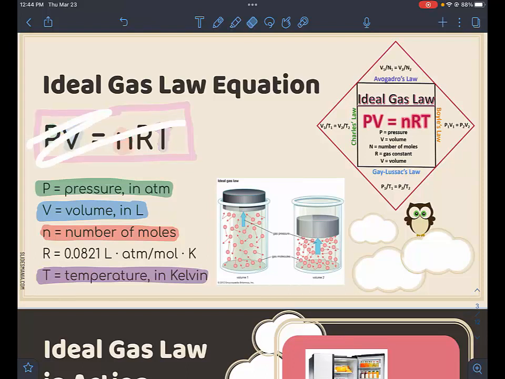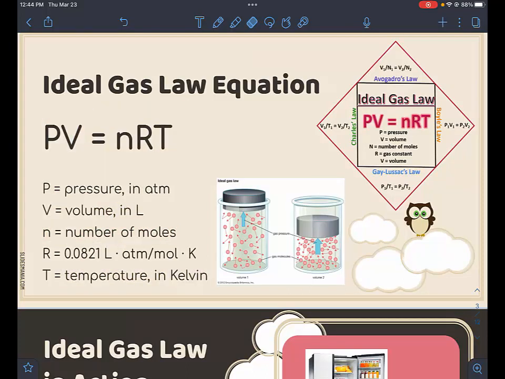All right, so let's talk about that last variable. I'm going to erase all my color coding so far, and let's talk about the R value. R is a constant. It is always the same number for the ideal gas law. As you can see over here in the diamond, it's called the gas constant. And again, it's a very specific number. It is 0.0821. That number is not going to change for us. It will always be 0.0821.